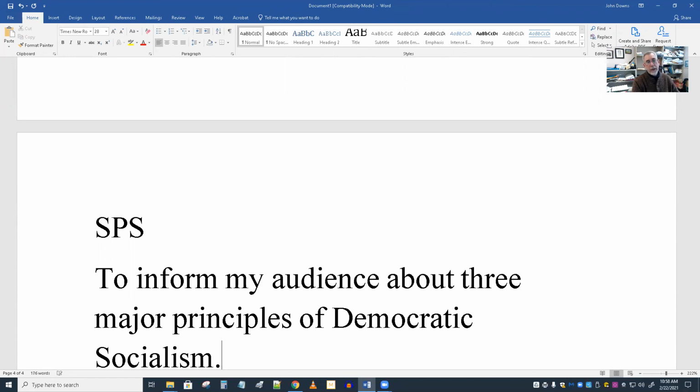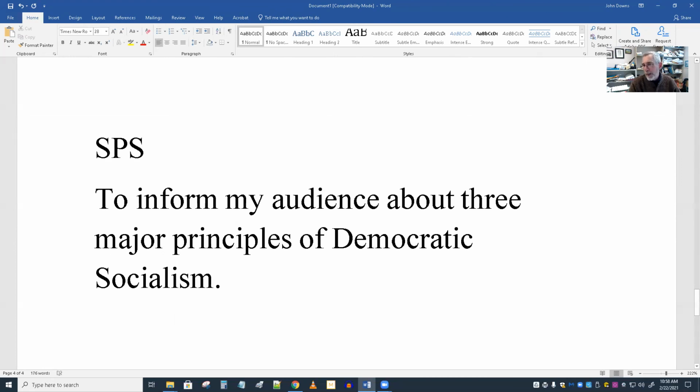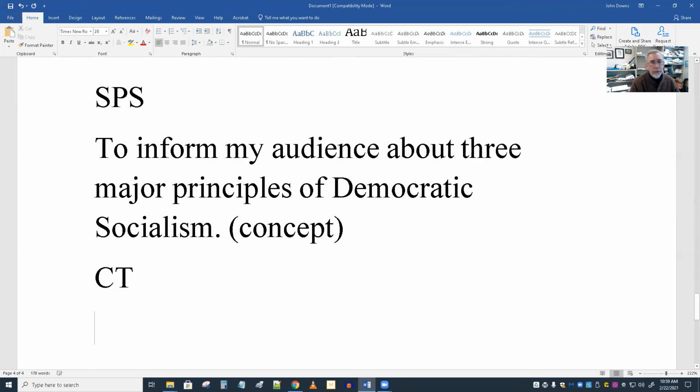And I'm mostly doing these so you can see the SPSs and the CTs, but also so you get the ideas of the different categories and what might be examples of those. Let's go here. And of course, we're going to have our SPS first. And let's say, to inform my audience about 3 major principles of democratic socialism. You can see what I'm going for here, right?